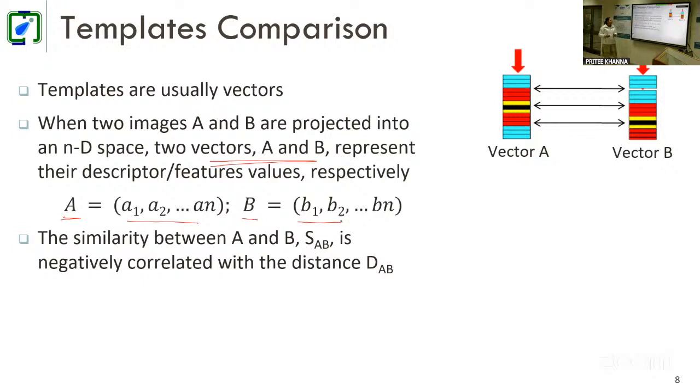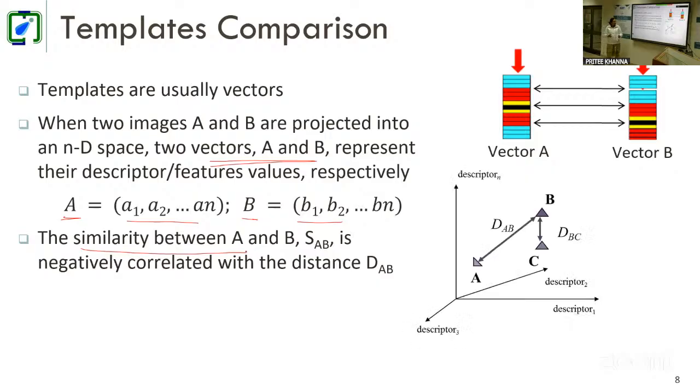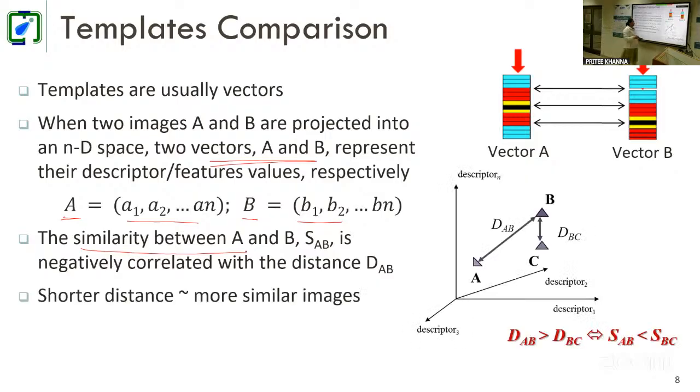Now what we need to do is calculate the similarity between A and B. Similarity is negatively correlated with the distance. If the distance is more, similarity is less. Distance is less, similarity is more. As I told you, if your feature vector is an n-dimensional vector, then every data is just one point in that n-dimensional space.